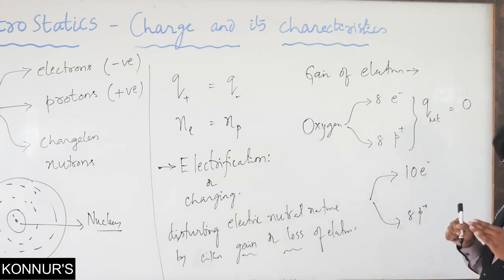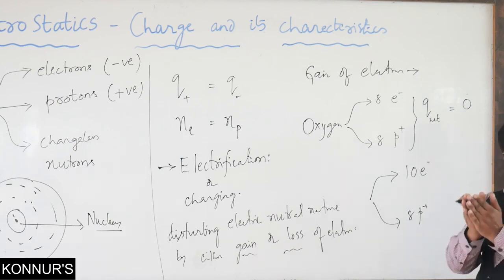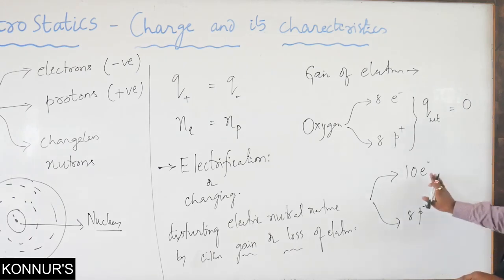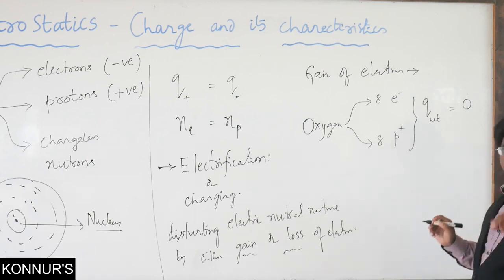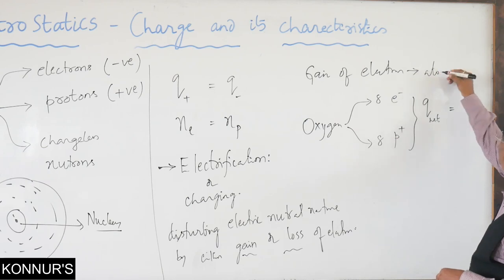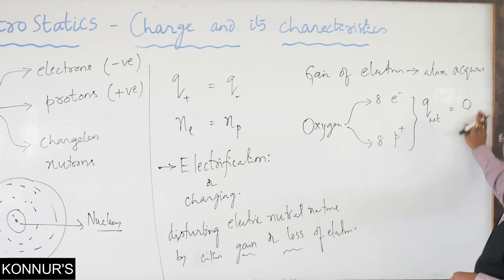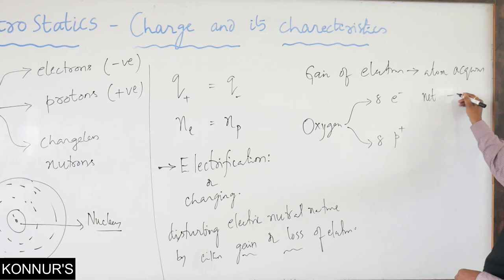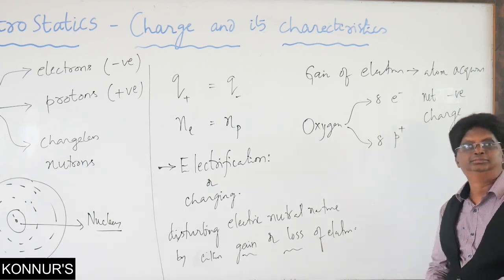Remember, we are not now referring to the total positive charge and total negative charge. The expression always gives you net charge. Therefore, what is observed? Gain of electrons, the atom acquires net negative charge.